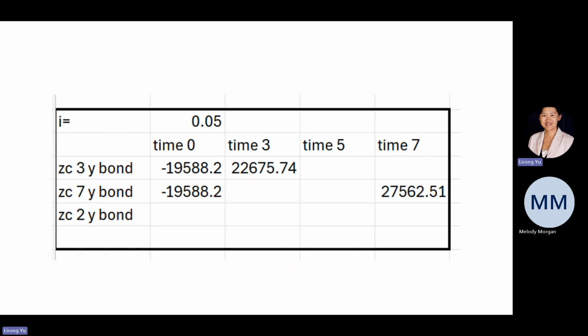So you will have a positive cash flow at time 3 and time 7, but you're going to have a negative cash flow, which is the money you pay for the bond. Are we okay so far? All right, so that's what happened right now. I write down the time 0 interest rate, which is 5%.